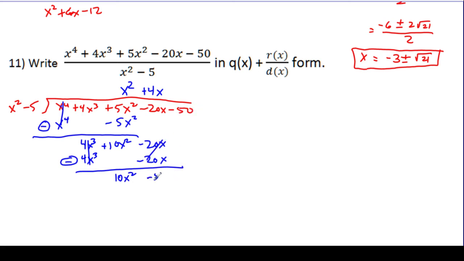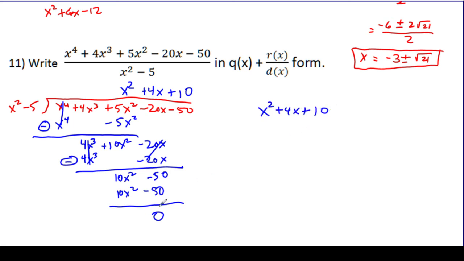So I'm actually going to attach it a little bit closer. There I have that negative 50. Last one, I need to turn x squared into 10x squared. I'm going to do that with just a 10. Multiply it out. 10 times x squared is 10x squared. 10 times negative 5 is negative 50, and in this case, we have a 0 remainder, nothing left. So if they're saying state the answer in this form, I'm going to say this: x squared plus 4x plus 10. That is my answer.